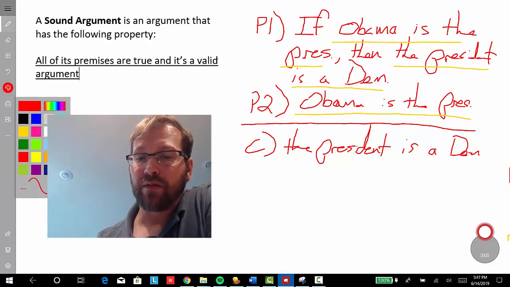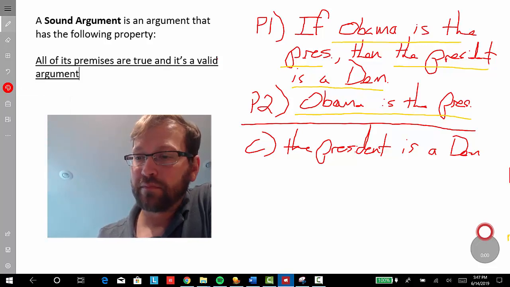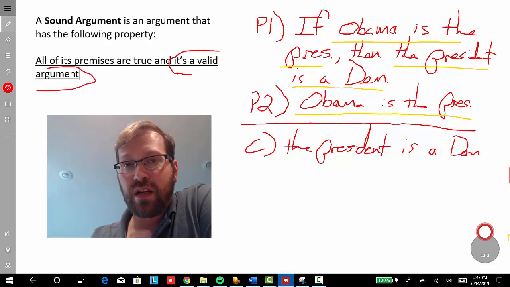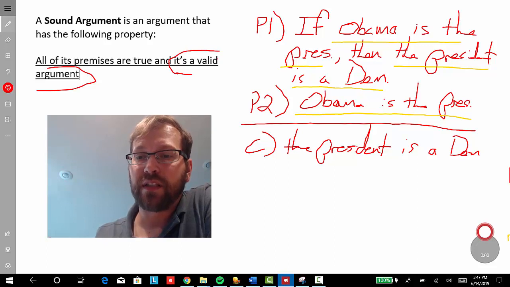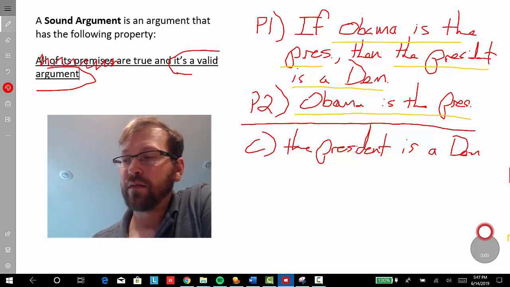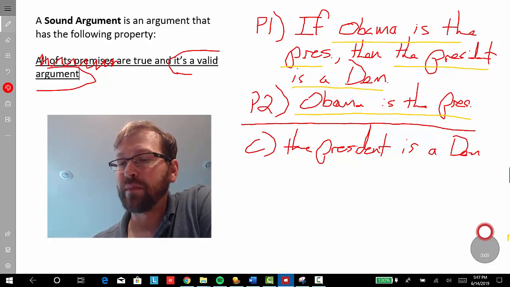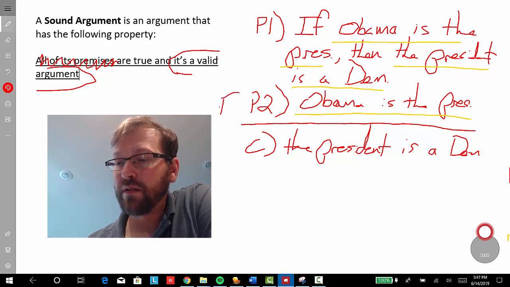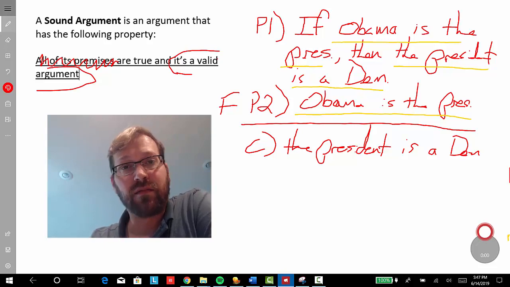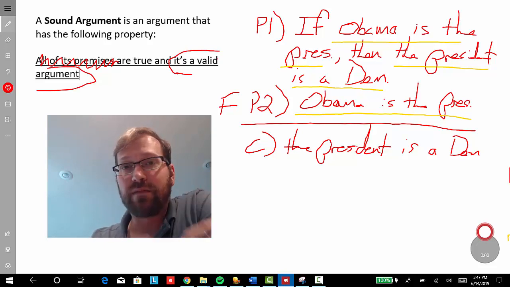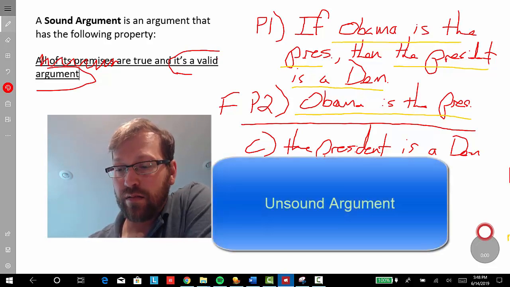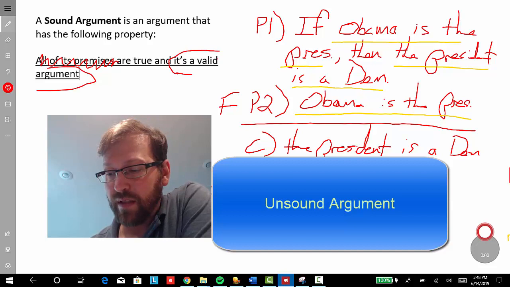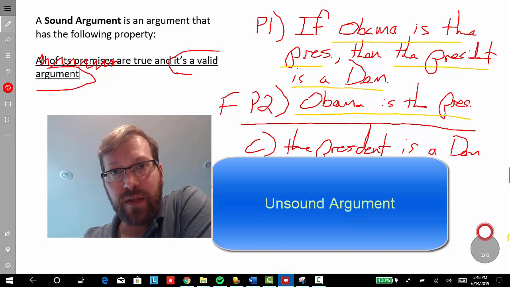But that doesn't make it sound. Because even though it's a valid argument, in order to be a sound argument, it also has to have all of its premises to be true. But, of course, not all of its premises are true, because it turns out Obama is not the president of the United States. He hasn't been for a while now. Thus, like the previous argument, this is an unsound argument.